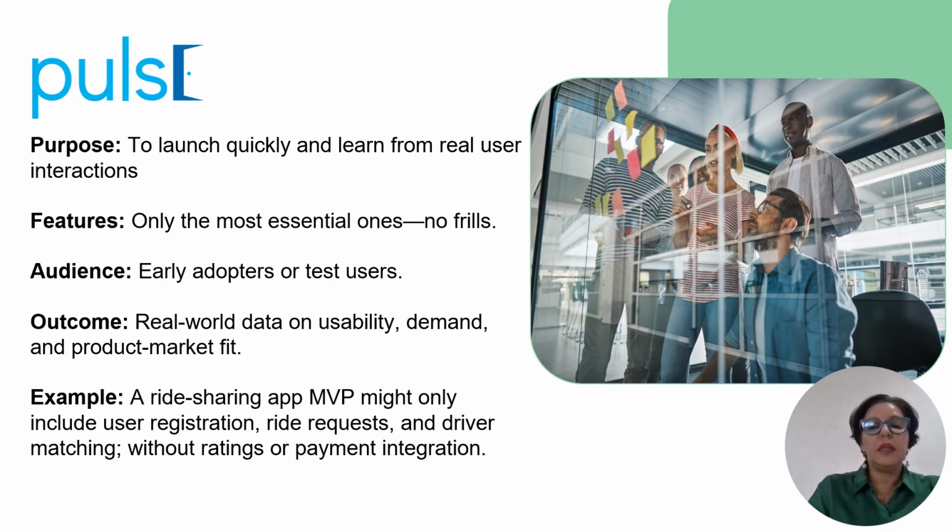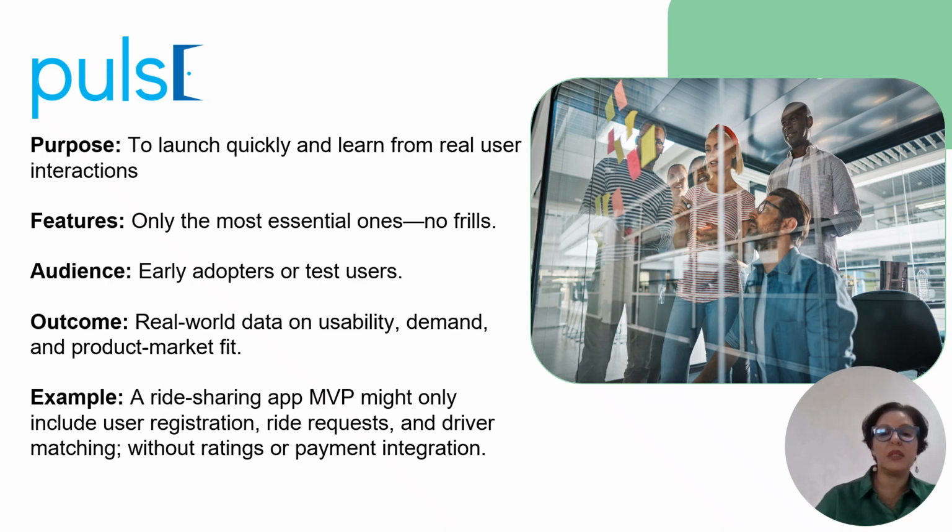What we mean by the elements of the minimum viable product: first of all, the purpose of it is to launch quickly and learn from real user interactions. The reason we're doing so is via the most essential features, not frills. So we're tackling within the product what is very essential, leading to the problem resolution. Early adopters or test users, these are the people we get the feedback from, in the canvas, number 2, from the problem to the customers. So these are the customers. The outcome is real-world data on usability, demand, and product-market fit.